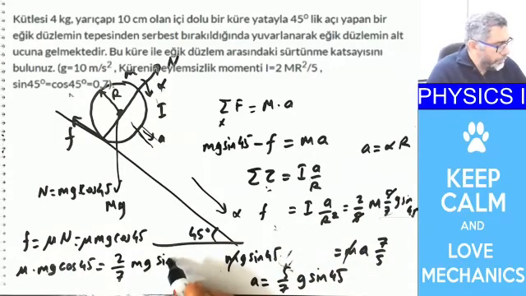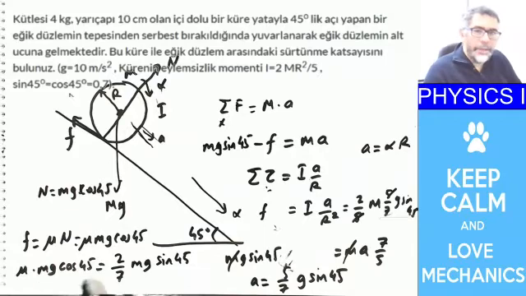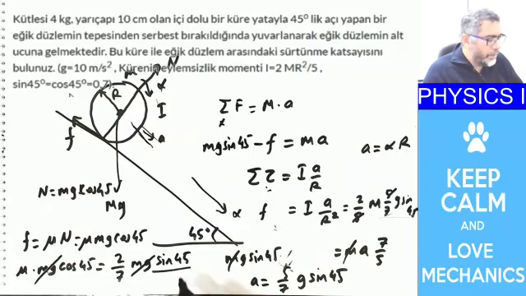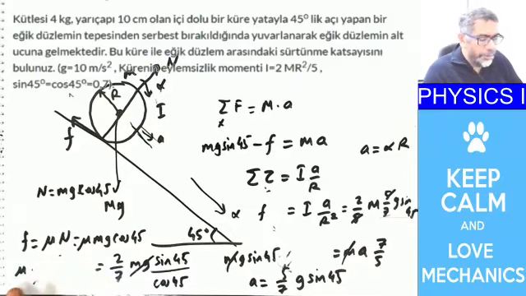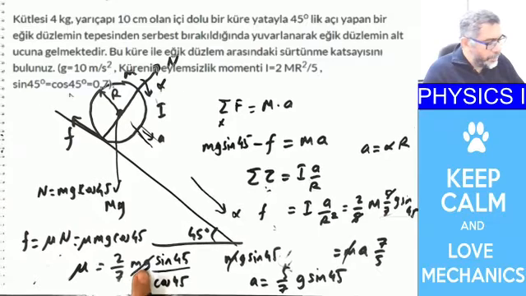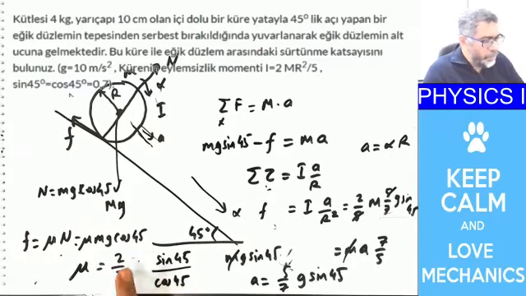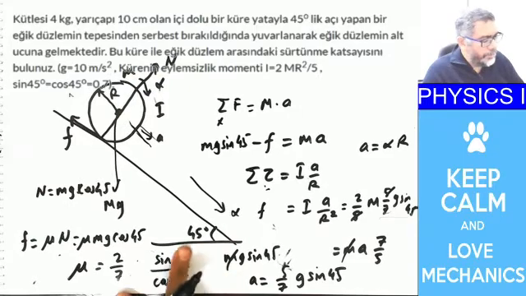So what do we get over here in the last equation? Both these mg's may cancel out, and I can move cosine 45 to the other side as division. So I'm just having mu on the left-hand side, the coefficient of friction. The coefficient of friction is just equal to 2 divided by 7 multiplied by tangent 45.